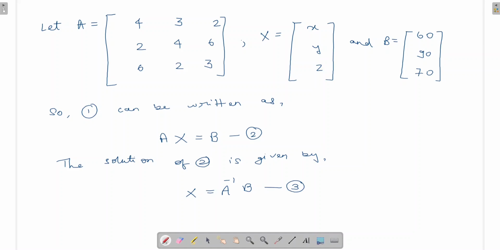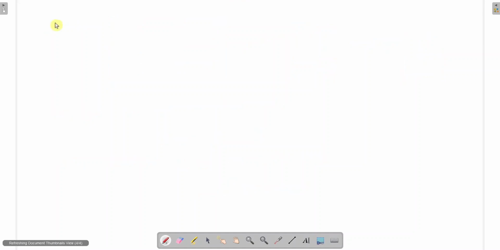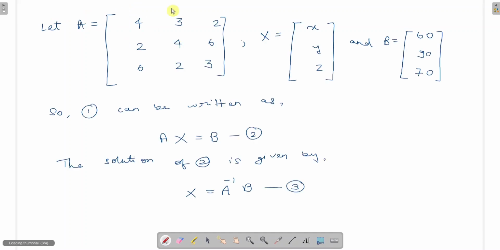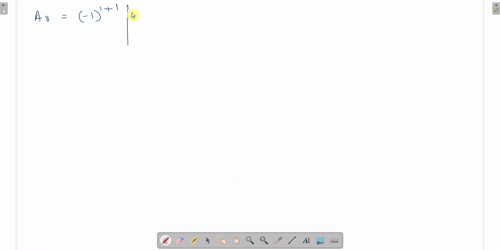For that we have to find cofactors of matrix A. So that is A11. A11 will be equal to minus 1 raised to 1 plus 1, and determinant of, now we have to delete the first row and the first column, right? So what we will get is 4 6 2 3, the determinant of 4 6 2 3.